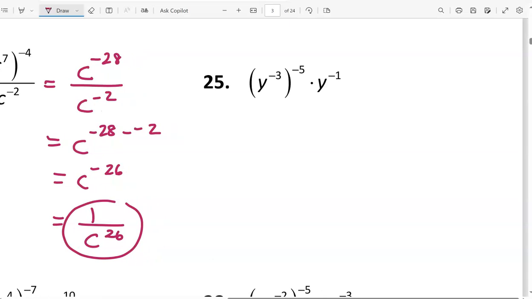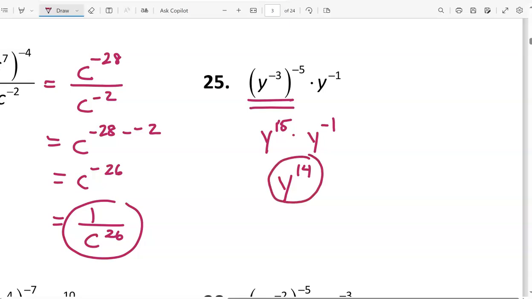In number 25, we can evaluate that exponential expression first. Power to a power, exponents get multiplied, that's y to the 15th times y to the negative 1. Now add the exponents and keep the same base, that's y to the 14th power.